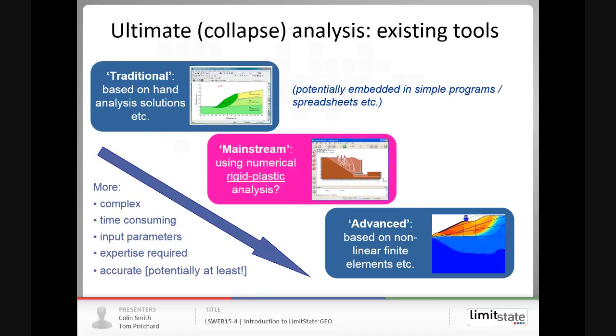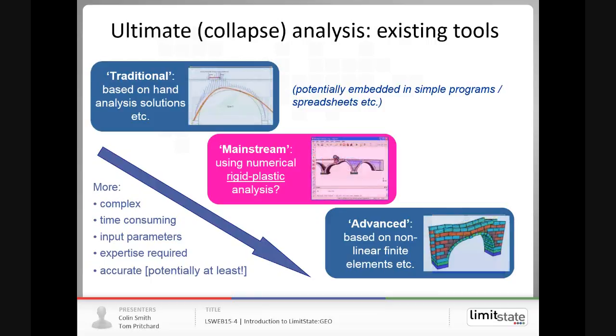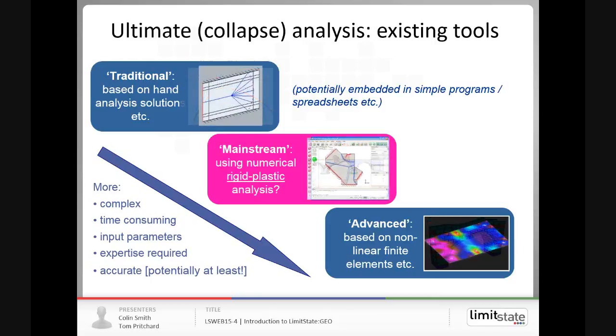Essentially, it gives you the flexibility to model any geometry that finite elements give you, but it gives you the simplicity of traditional methods. Generally, the only parameters you require are cohesion, friction, and unit weight of soil. This sort of technique can be used not only for geotechnical problems. As with our other products, we can apply the same technology to masonry arch bridges or to yield line analysis in concrete slabs.